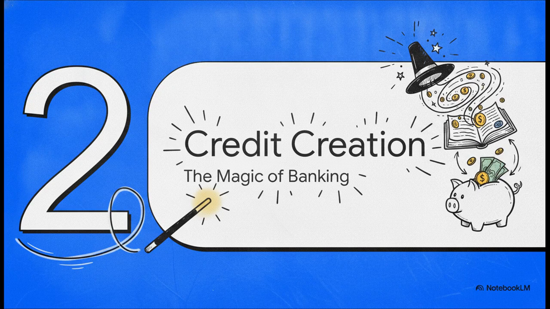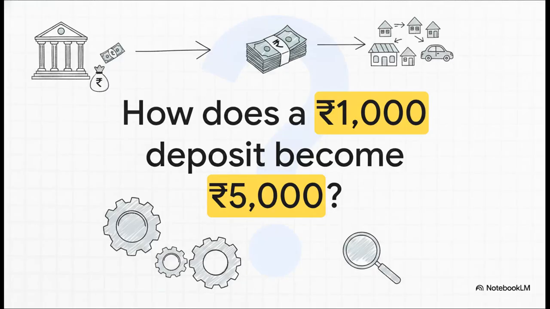Section 2. The magic of credit creation. Okay, imagine I walk into a bank and deposit 1,000 rupees in cash. How on earth does that single primary deposit of 1,000 rupees transform into 5,000 circulating in the wider economy? It sounds like magic, right? Well, let's anchor our attention on the step-by-step math we're about to sketch out to solve this exact puzzle.